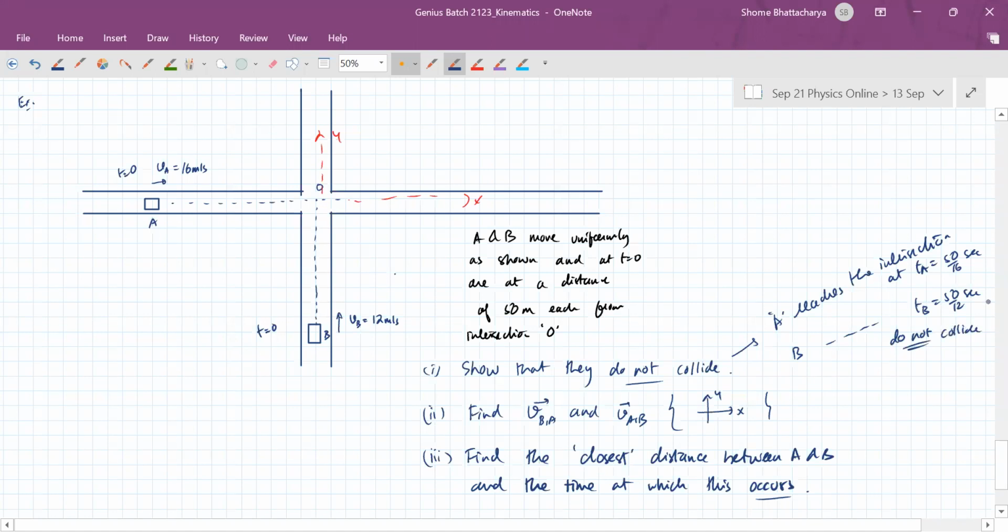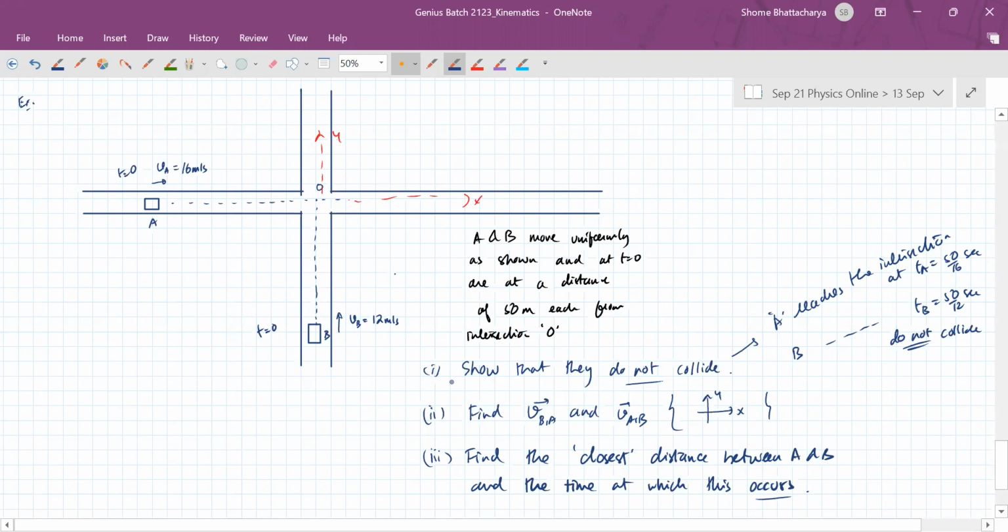Sir, we can just subtract the velocities vectorially and show that the relative velocity does not reach the point A. Yes, very good. That is also a very nice method of showing that they do not collide. And actually that will be an easy method of solving the third part also.